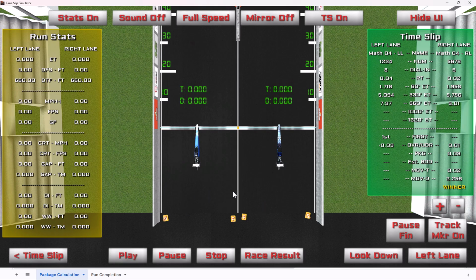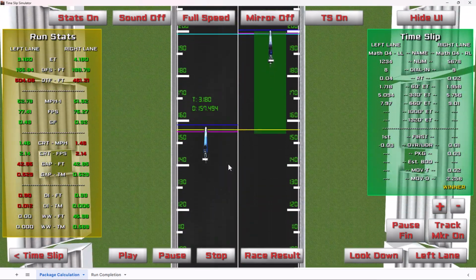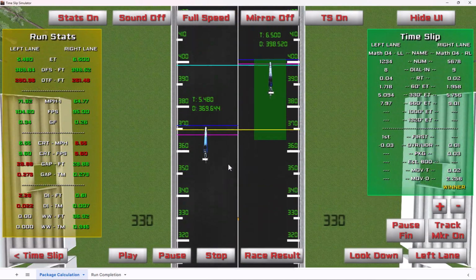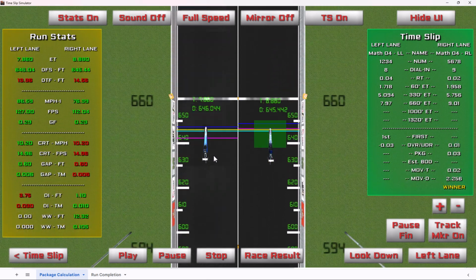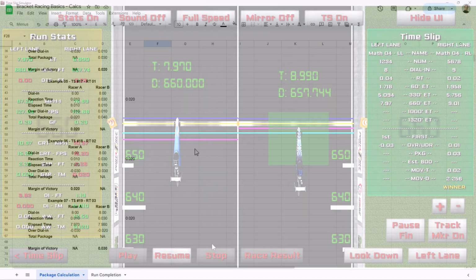Okay. And this is showing you that in order to cross in front, racer A has to break out. And here we are. So they've crossed in front by 200ths in this instance. And they are breaking out. And there's no way they could cross in front without doing that because their reaction time is worse than the total package of their opponent.